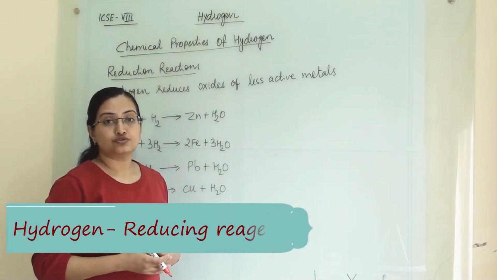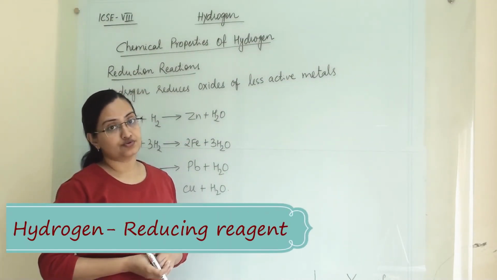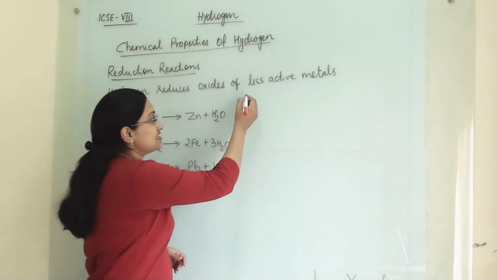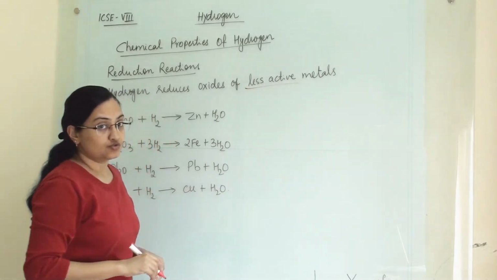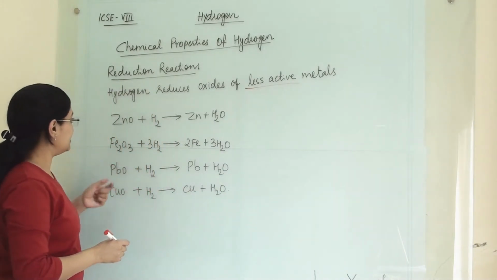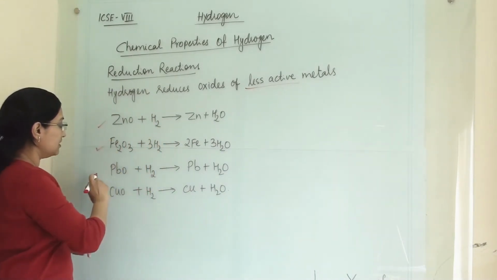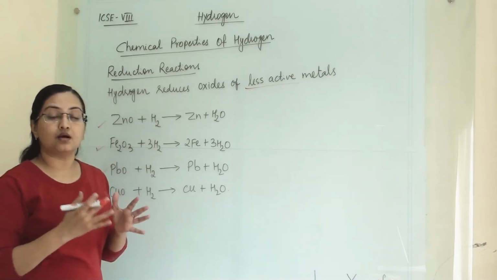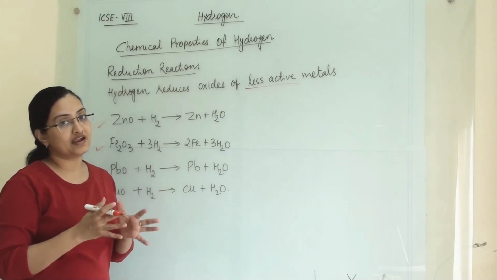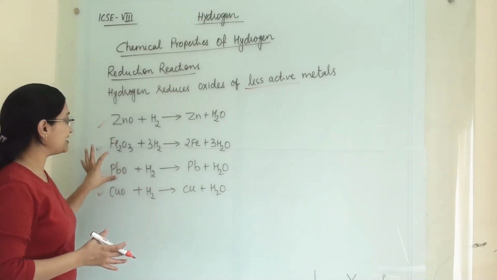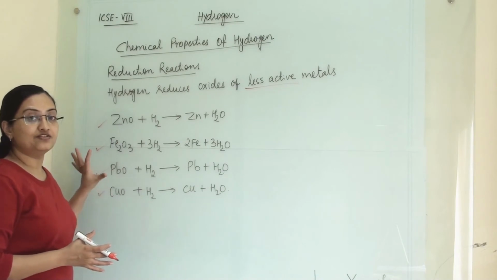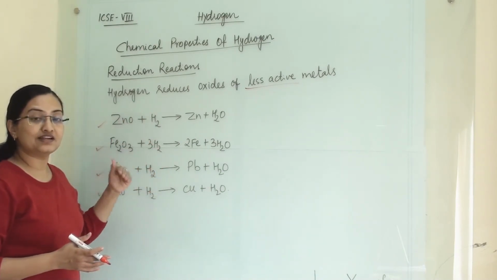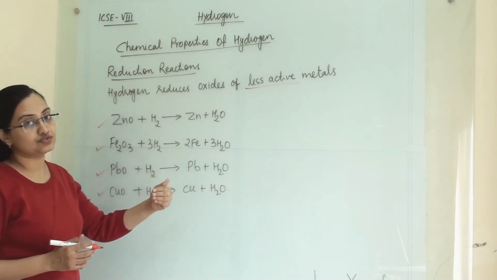Hydrogen is also termed as a strong reducing reagent. Hydrogen reduces oxides of less active metals. So which metals are less active? Zinc, iron, lead and copper are less active metals compared to potassium, sodium and calcium. So when these metal oxides are there, reducing them is quite a task. When hydrogen can do that, it means it is a strong reducing reagent.